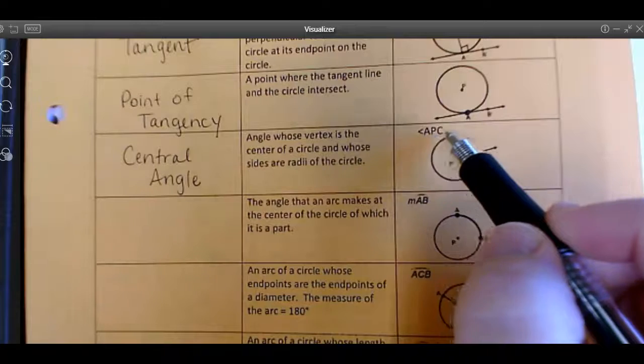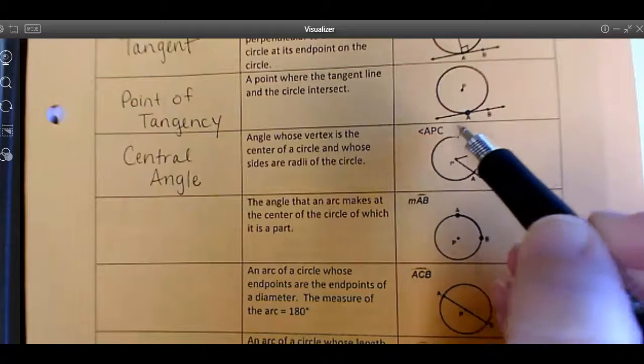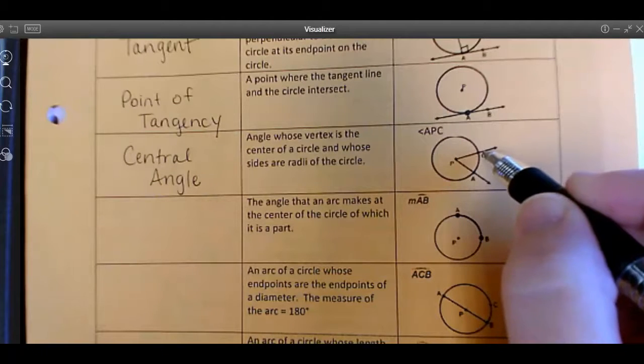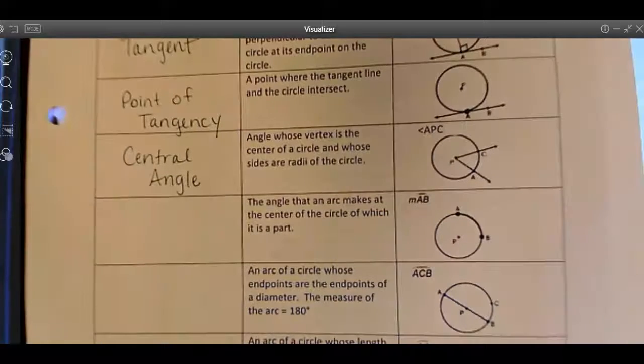This is like the notation. If you wanted to talk about this angle right here, it would be angle APC. The vertex is in the middle. And so you just start, and it could be CPA. It doesn't matter as long as P is in the middle. Okay.